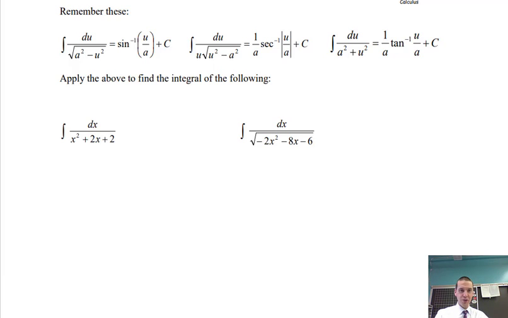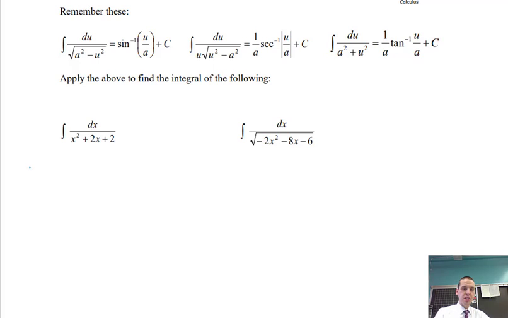Always a fun time. So we have the integral of dx over x squared plus 2x plus 2. You can't let u be x squared plus 2x plus 2. That makes no sense because du would be 2x plus 2, which is nowhere to be found here. So that does not work. We have to complete the square.